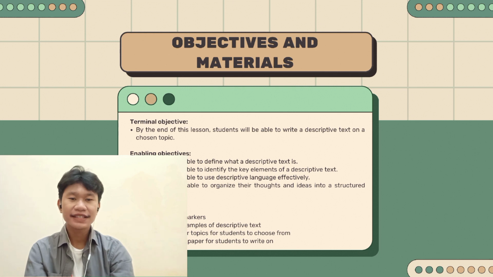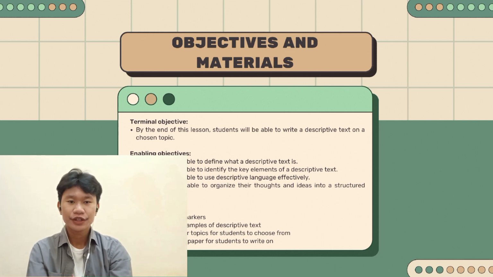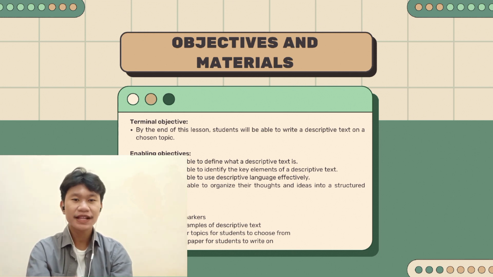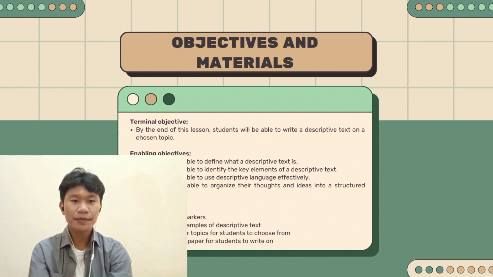By the end of this lesson, you will be able to write a descriptive text that effectively describes a person, place, object, or event. To achieve this terminal objective, you will focus on three enabling objectives. The first one is to define what a descriptive text is.